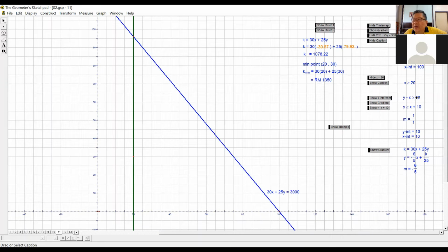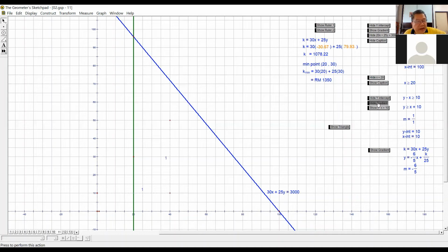y minus x greater than or equal to 10. So the intercept is 10, x-intercept, y-intercept also 10, right? So where do I want to start? Okay, start from here, 10. So the vertical distance is 10, the horizontal distance also 10, so the ratio is 1 is to 1. And in this case, you can count the number of squares, right? One square here, one square here. Why? Because the scale is the same, right?